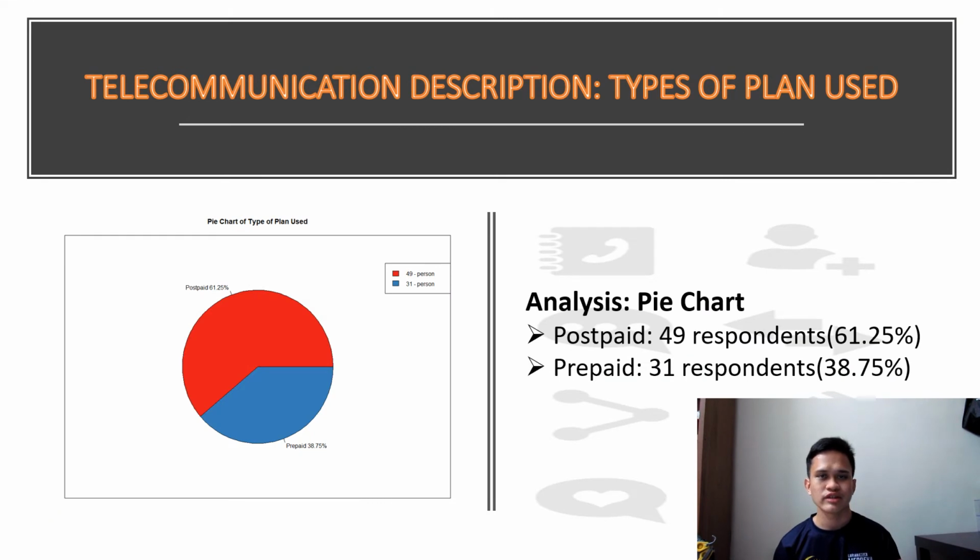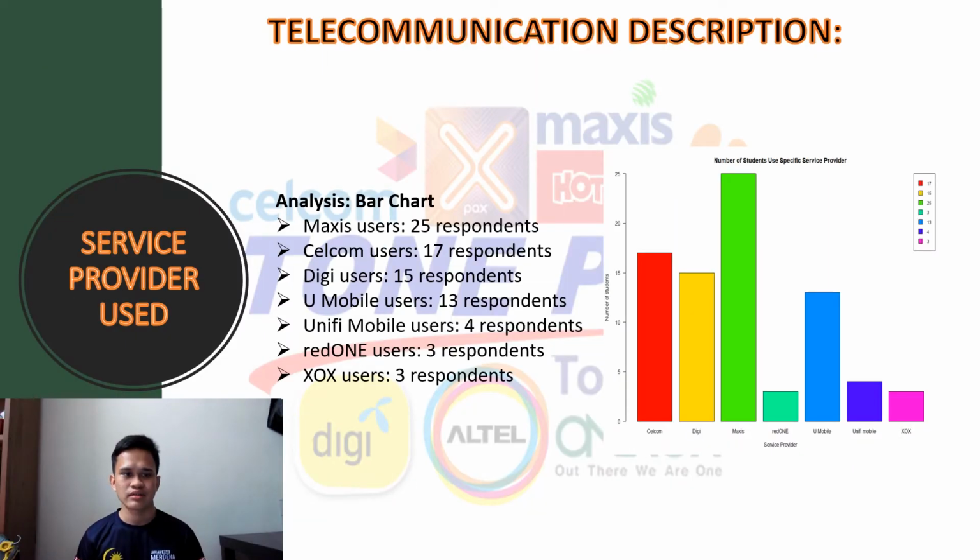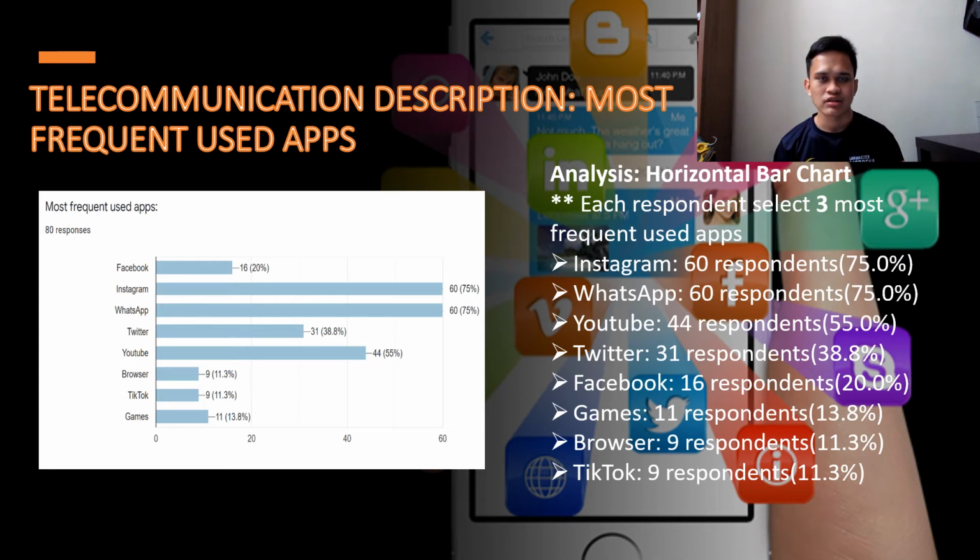Okay, moving on to the telecommunication description. Based on the analysis of the type of plan used, we can see that the percentage difference between prepaid and postpaid is 22.5%. For the next slide, for the service provider used, based on the analysis of the bar chart, we can see that Maxis has the most number of respondents using their service, which is also the mode for this graph, followed by Celcom, Digi, Umobile, Unify, Red One, and lastly SOS. For the most frequently used apps, based on the analysis of the horizontal bar chart, we can see that the top 3 most frequently used apps are Instagram, Facebook, where both have the same percentage, and YouTube.